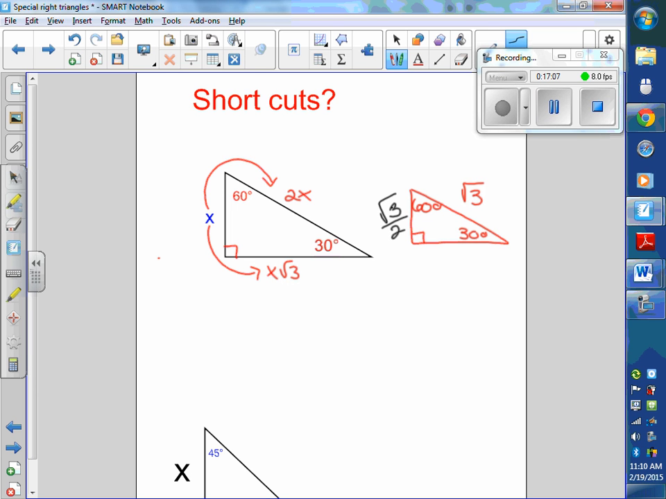How do you get from here to here? What operation is going on? What are we multiplying by? Right, we're just multiplying this by root 3. So then to get here, it's root 3 over 2 times root 3, which is really just what? 3 halves, right?